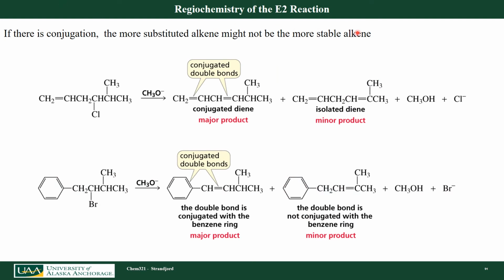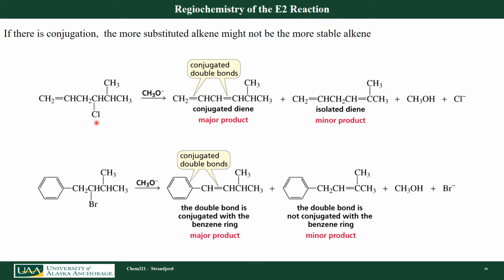Our models that we're using to predict the product mix in an elimination reaction are based on stability. And sometimes we have to look at more than just substitution. We have to look at other factors. One of those is conjugation.